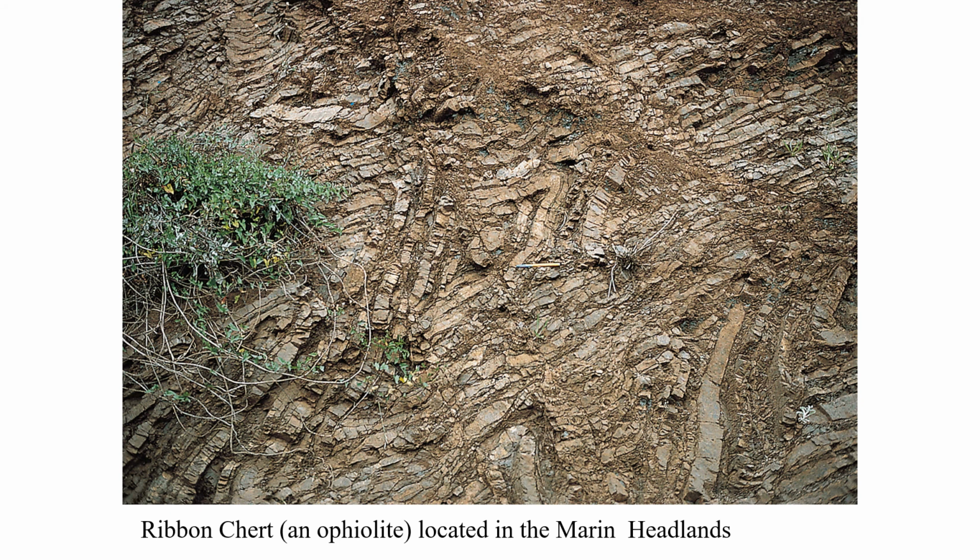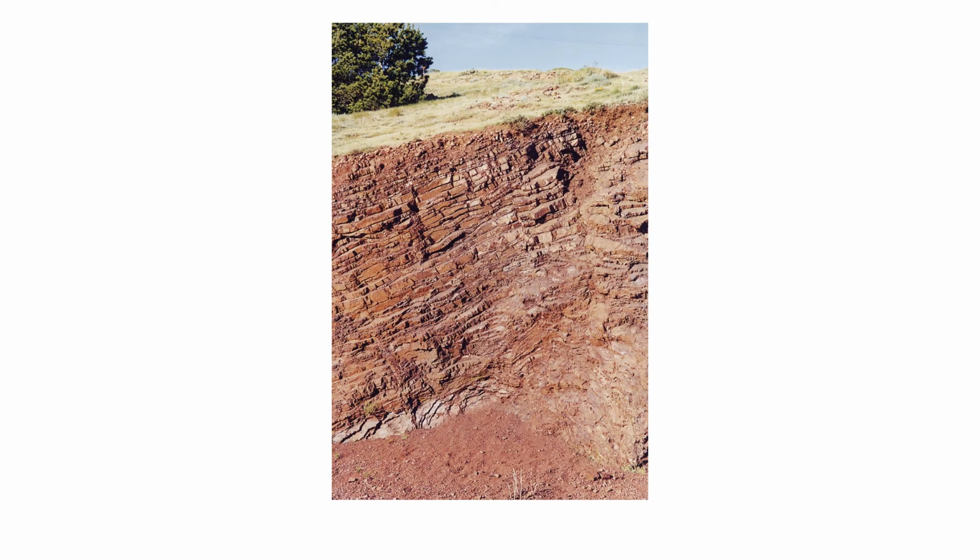This is the world famous ribbon chert in the Marin Headlands. This is part of the Franciscan Formation, which is a famous formation because it's just a mishmash of all these rocks that have been plowed up off the ocean floor. And this has all these contortions in it. It's folded because of the compression between the two plates. If you go to the Marin Headlands, you can see this very clearly. Here's another view of it.